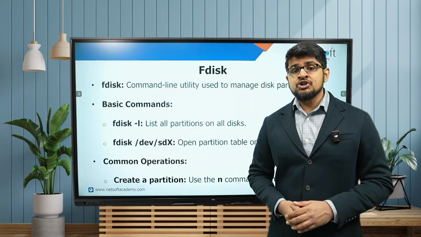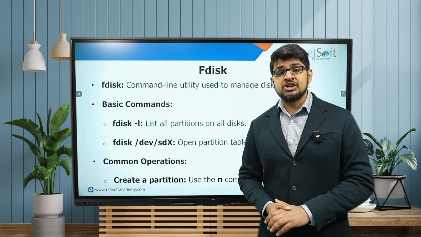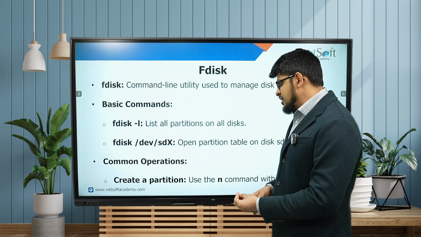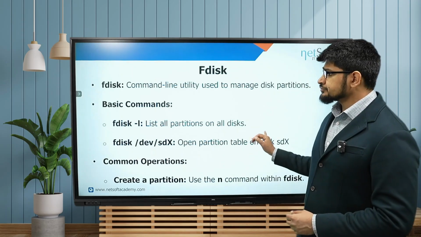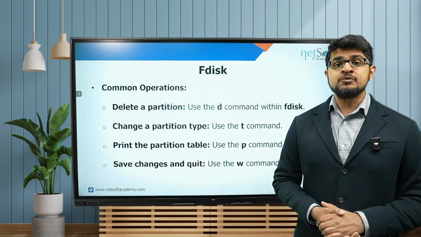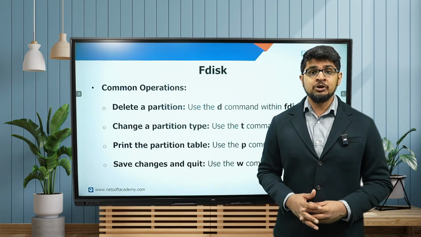Some of the common operations will be listed inside Fdisk in the help menu, but you can type n to create a new partition, and you can delete partitions with d. You can change the partition type. You can print the partition table. And of course, you can save changes that you make to your partitioning table.